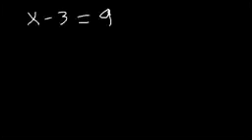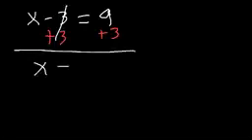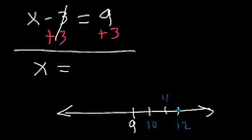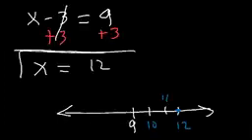Let's try this one. x minus 3 is equal to 9. So what should we do to solve for x? We need to do the opposite of what we see. Since we see a negative 3 on the left side, let's add 3 to both sides. Negative 3 plus 3 is 0, so those two numbers will cancel. And 9 plus 3: if you put 9 on the number line, whenever you need to add, travel 3 units to the right. 1, 2, 3. So 9 plus 3 is 12. Therefore, x is equal to 12.